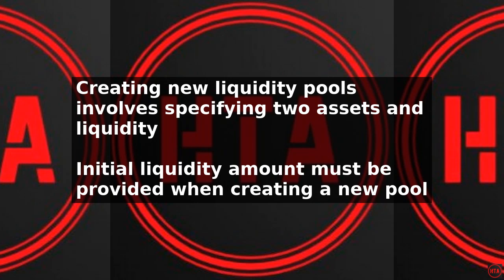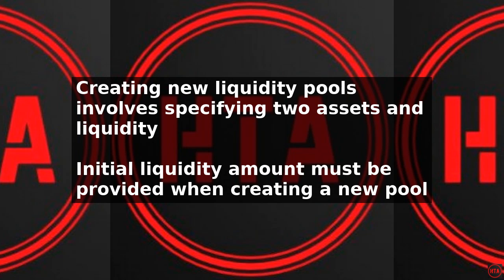One of the key concepts to understand when integrating Uniswap Factory is the concept of liquidity pools. A liquidity pool is a smart contract that holds a reserve of two assets and allows users to trade them in a decentralized manner. When you create a new liquidity pool, you need to specify the two assets that will be traded, as well as the initial amount of liquidity that will be provided to the pool.